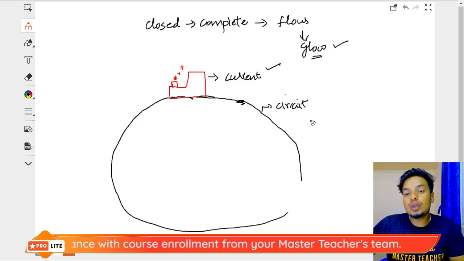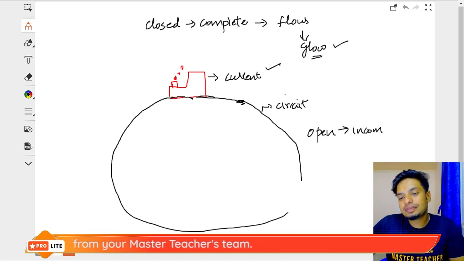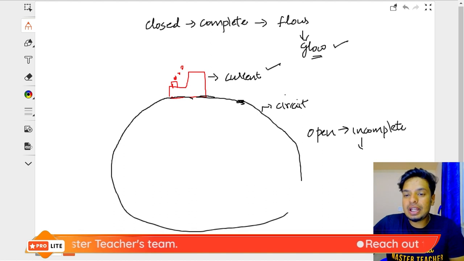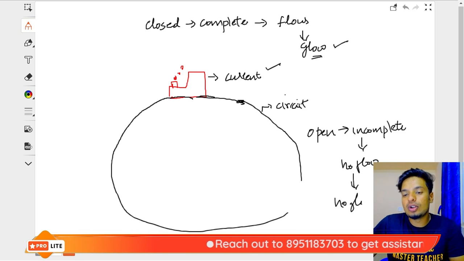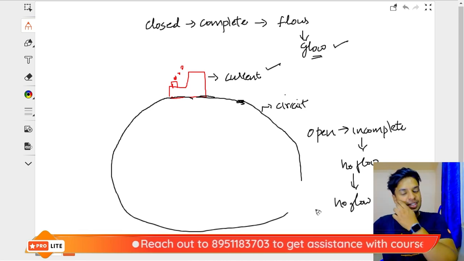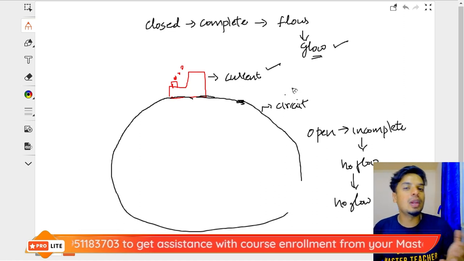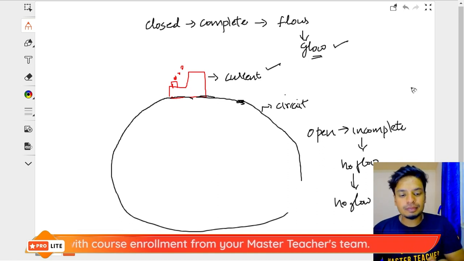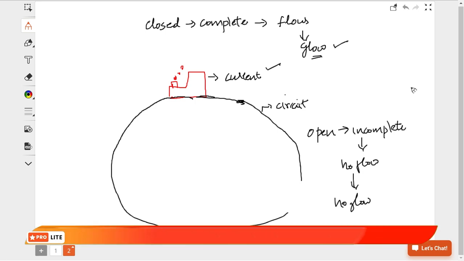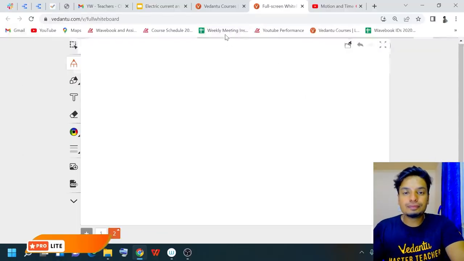If the circuit is open, that means it is incomplete. If it is incomplete, there is no flow of charges, then there is no glow also. Simple. I hope you guys are able to see it. I repeat again, if it is closed, it's a complete circuit, the bulb will glow. If it is open, it's an incomplete circuit, the bulb will not glow. Simple. Got it, guys? I hope this makes you understand circuits better. Cool. Let's go back now.